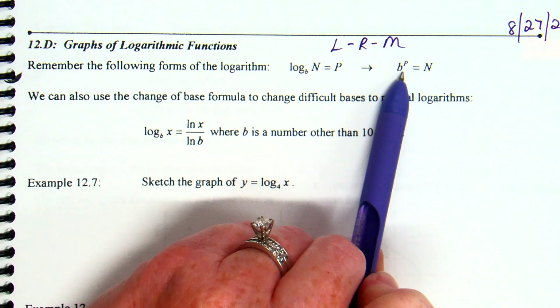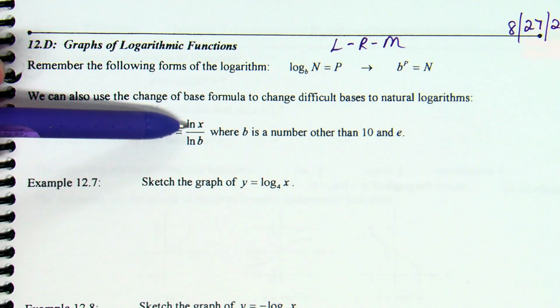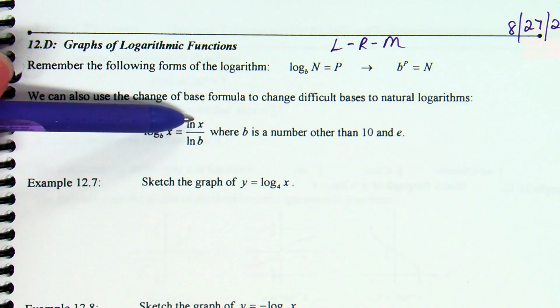Okay. We can also use the change of base formula to change difficult bases to natural logarithms, or even log base 10. Okay, so change of base formula is log base b of x, and the way they have it written here is natural log of x divided by natural log of b. Really, the change of base formula, you can use any base, because we can also see this done with common logs, where it's log base 10 of x divided by log base 10 of b. Okay, so either way, but do be familiar with your change of base formula.